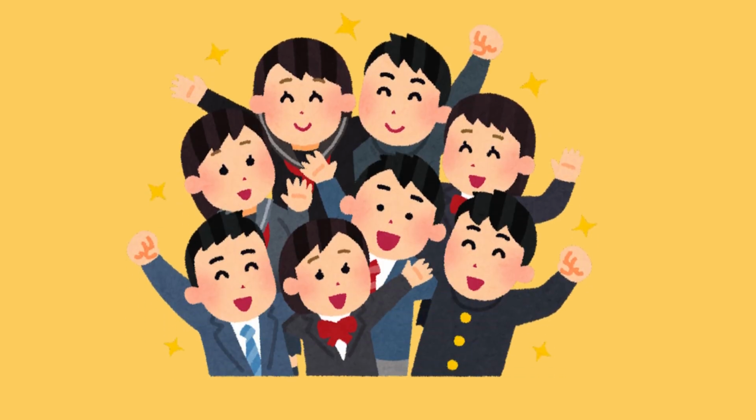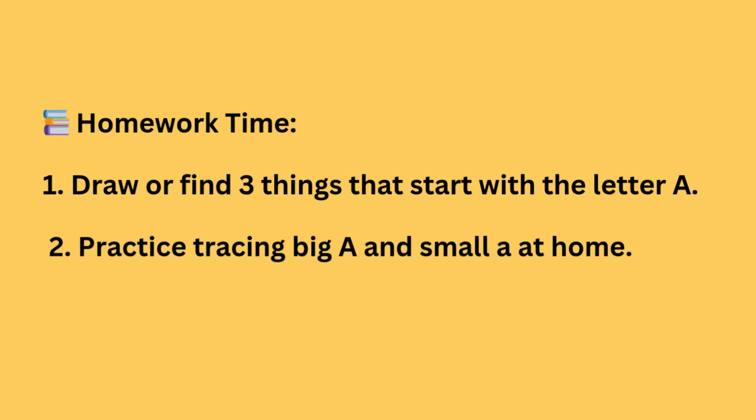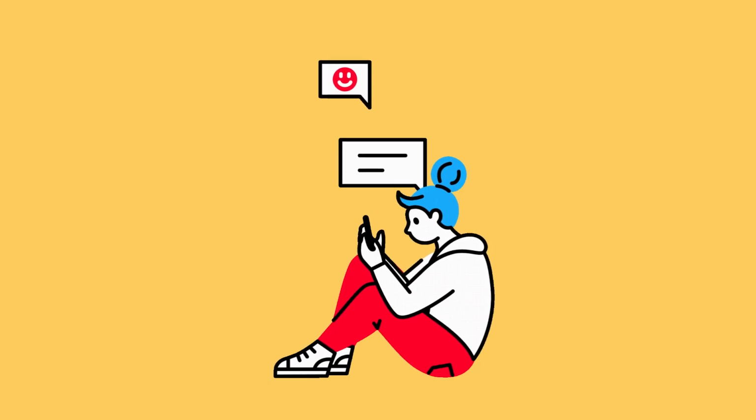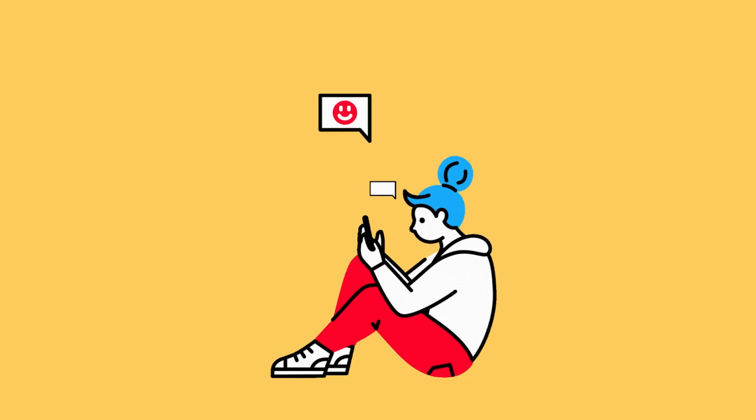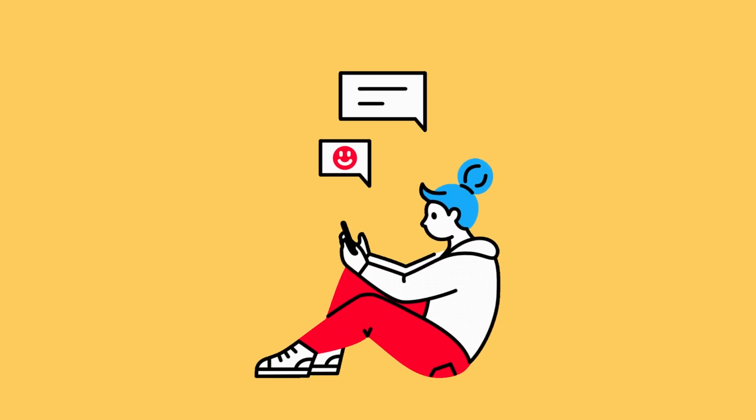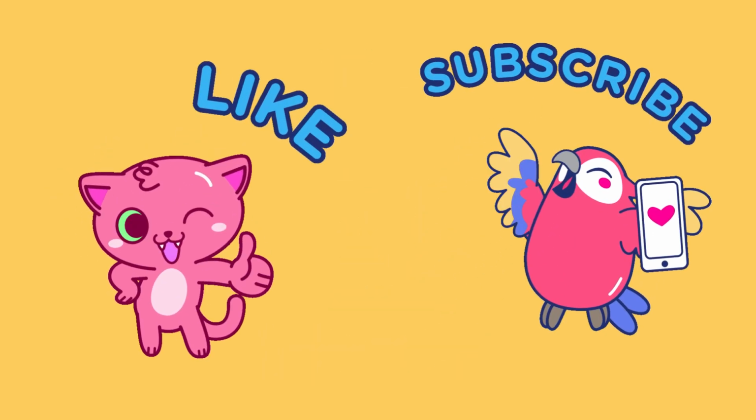Now, my little learners, it's time for your homework. Draw or find three things that start with the letter A. And practice tracing big A and small a at home. And ask your parents to help you to take a picture of your work or share anything which you like to share with your teacher in the comment section.